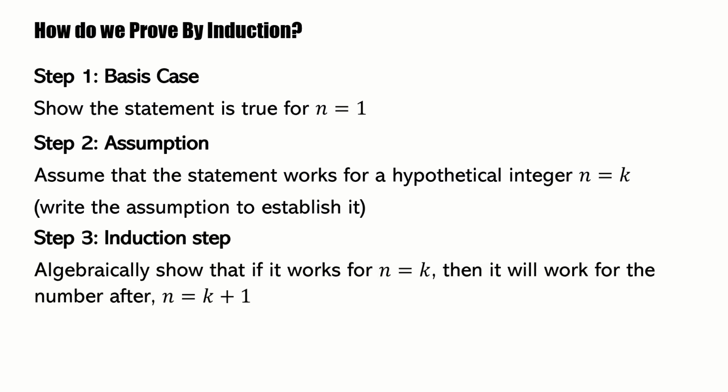Then step 3 is the induction step, or the inductive step. This is where you've got to algebraically show that if the statement is working for a particular value k, then algebraically it must also work for the step after, for n equals k plus 1, the integer after n equals k. The best analogy I can give for this is it works similar to sort of dominoes falling over. If you knock one domino over, it then knocks the next one over, and that then in turn knocks the domino after that over, and so on and so forth, and then it means all the dominoes eventually have been knocked down.